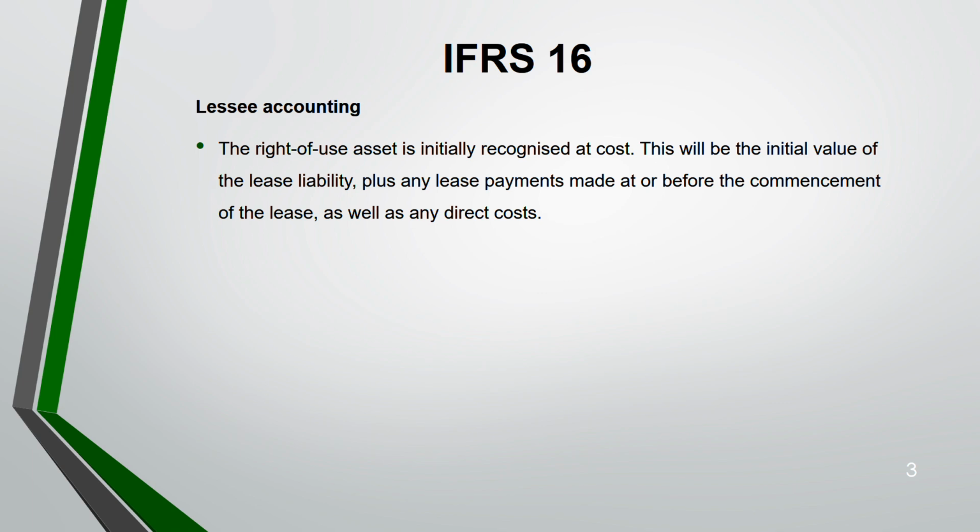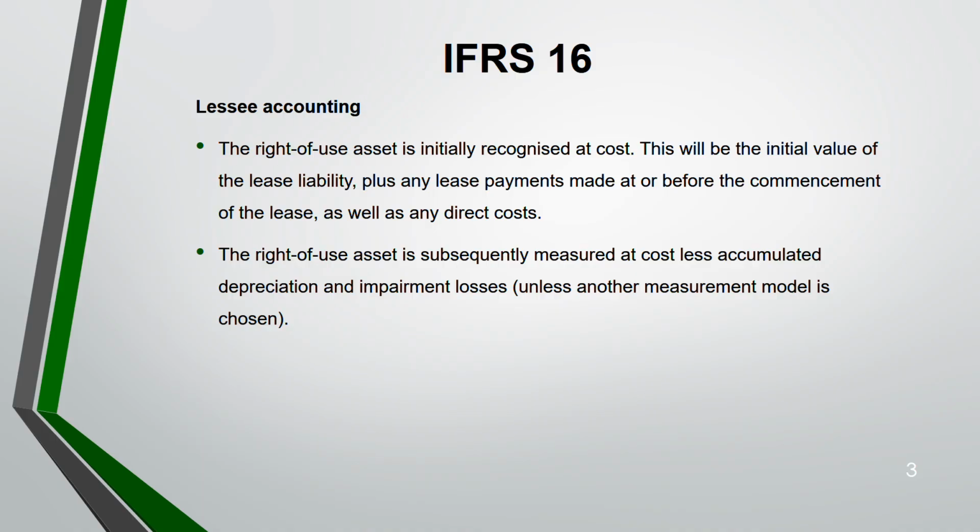Now, the right of use asset, initially it is measured at cost. So the initial value, how are you going to measure the lease asset? The initial value of your lease liability, of course, the amount that you have to pay will be your asset also. But with that, you have to add any lease payment made at or before the start of the lease as well as any direct cost.